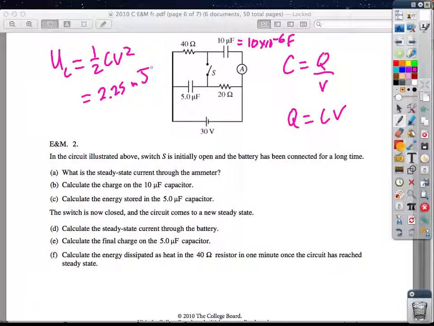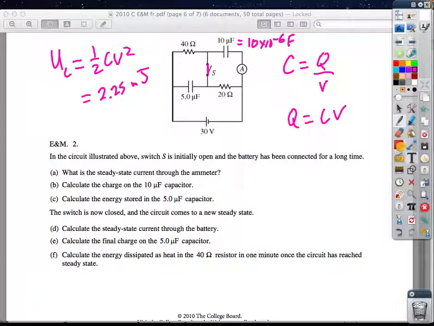Yes. Okay, very good. Next, the switch is now closed, so we connect that, and then we let it come to a steady state, and then we calculate the steady state current through the battery. This one is just a function of where the current is going to flow. It can't flow through a capacitor, so it's just going to go through the resistor. So it's a function of total resistance of 60, voltage of 30, and I is V over R. Yeah, just do that.